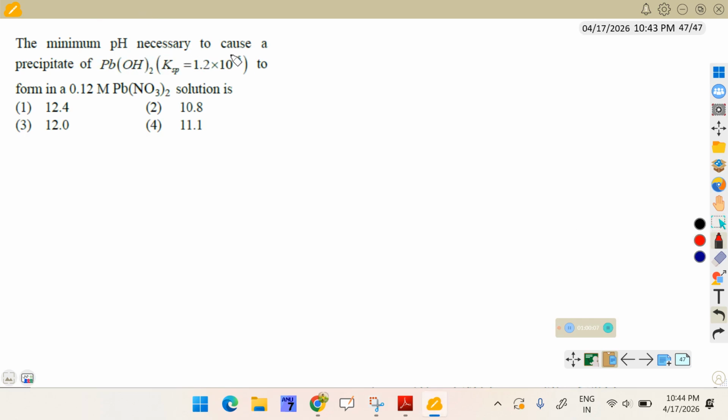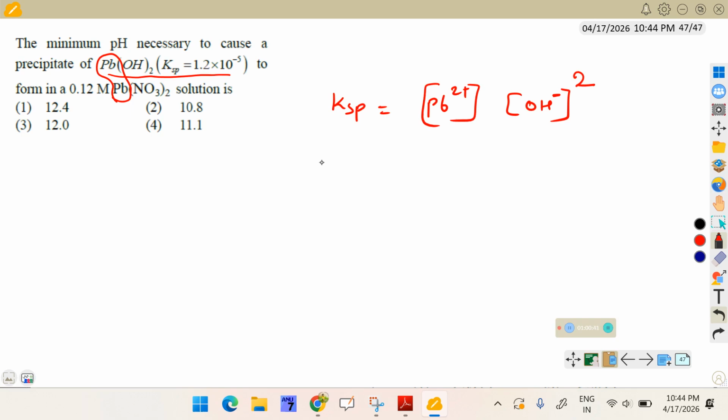The minimum pH necessary to cause a precipitate of Pb(OH)2, whose Ksp is equal to 1.2 into 10 power minus 15, to form in a 0.12 molar Pb(NO3)2 solution is. In both cases, lead is the common ion. First of all, Ksp of Pb(OH)2 is equal to Pb2 plus ion concentration into OH minus ion concentration. 2 OH minus ions are present, so whole square. Ksp value is 1.2 into 10 power minus 15. Pb2 plus, due to common ion effect, is taken as 0.12, into OH minus whole square.